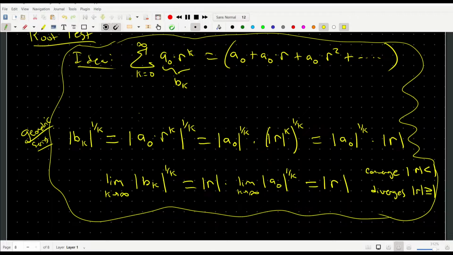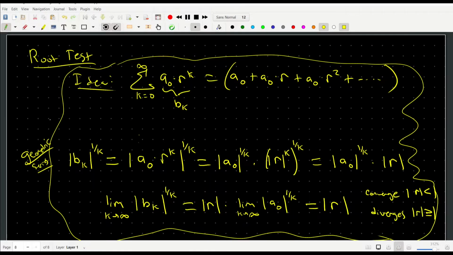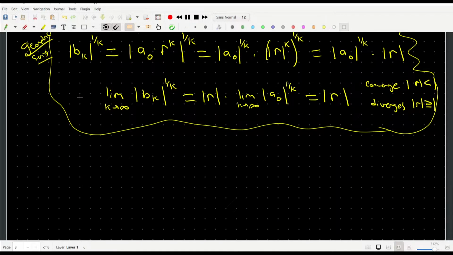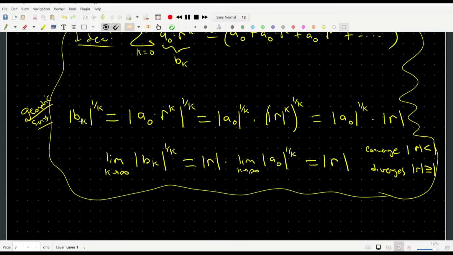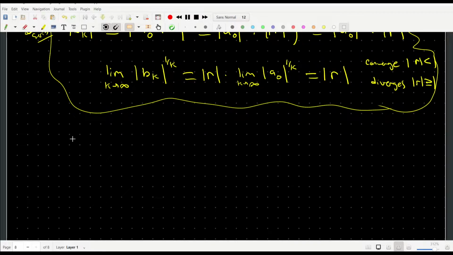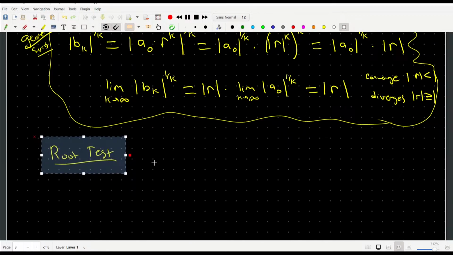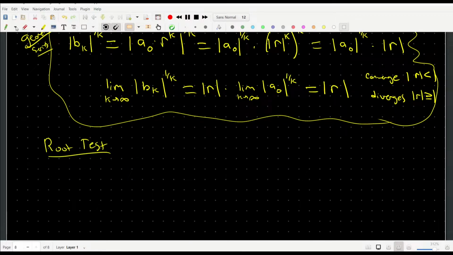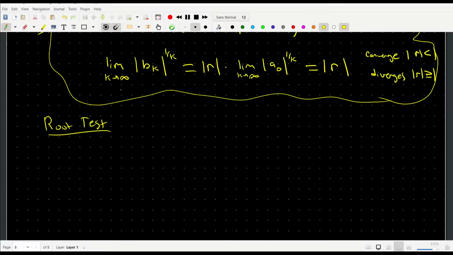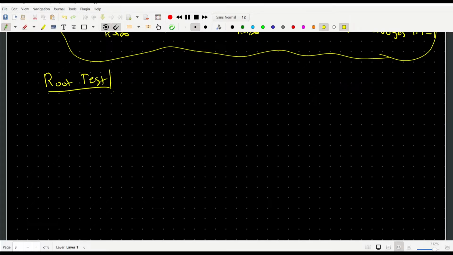But the idea here now is that for a general series, this limit, the limit of the kth root of the kth term of the general series, is giving us a measure of how close that series is to a geometric series with that same value of that limit. And thus we can use this limit to tell us whether or not a series is absolutely convergent in the exact same way as the ratio test.